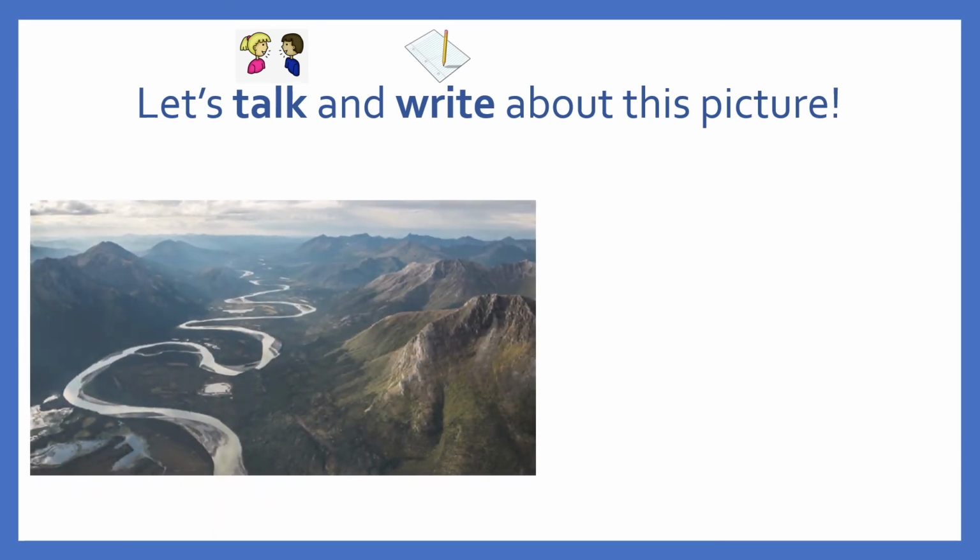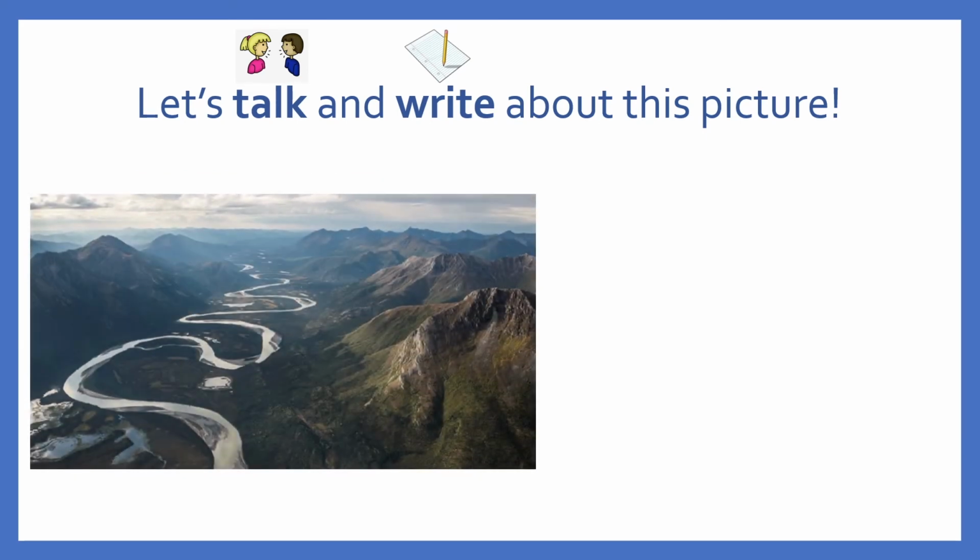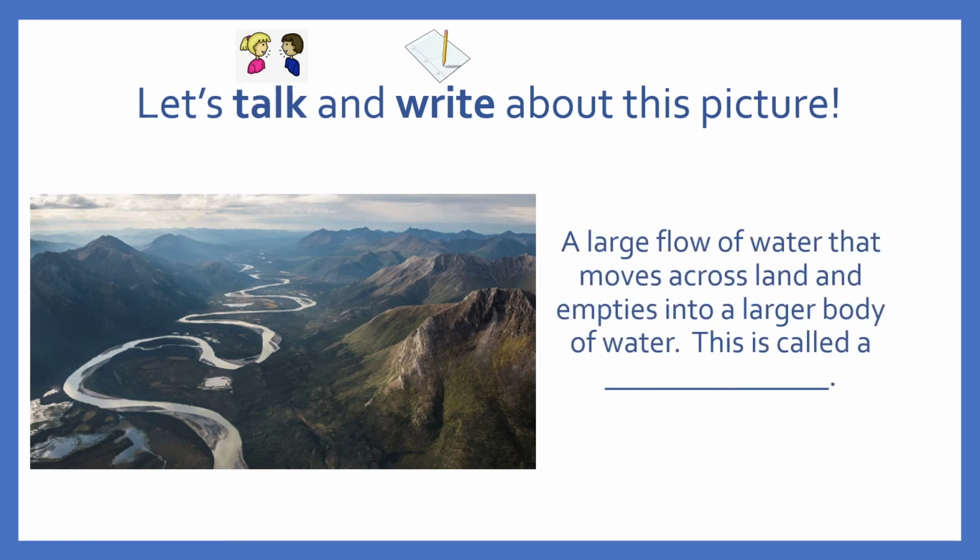Let's look at another landform. Do you remember this one? Let's learn more about this landform. This landform is a large flow of water that moves across land and empties into a larger body of water. This is called a blank. Do you remember what this is called? These often form in between mountains in a valley. What is it called?